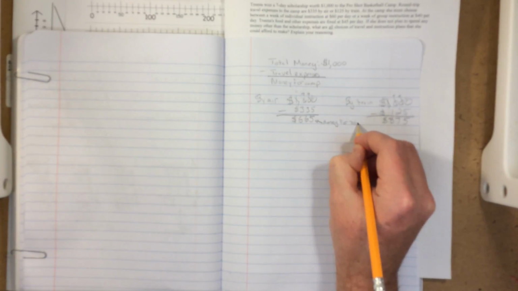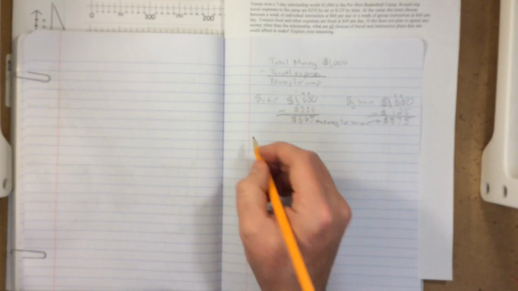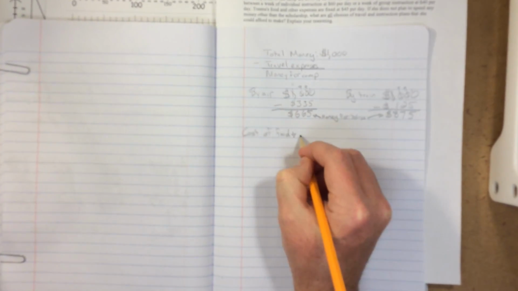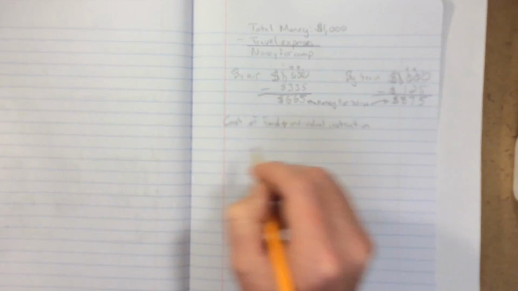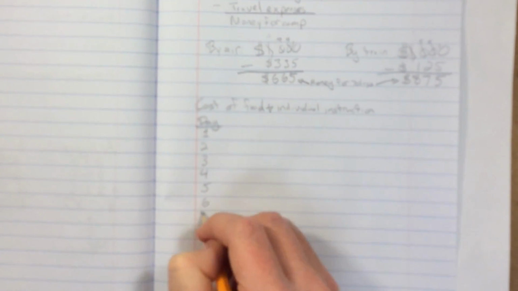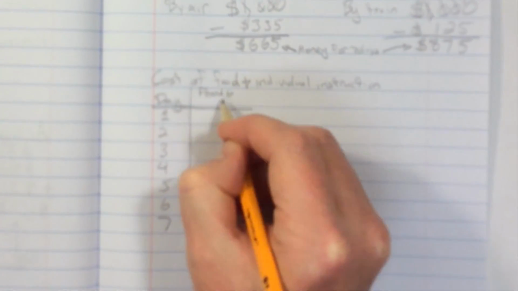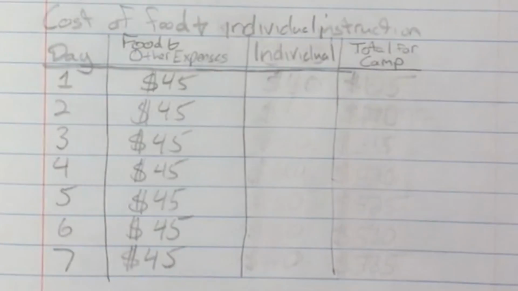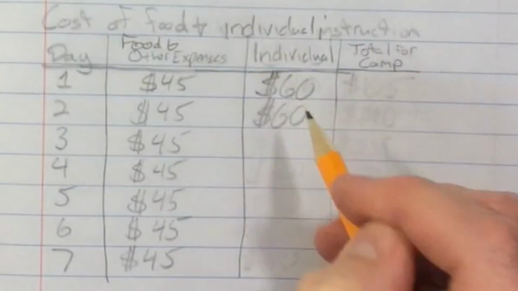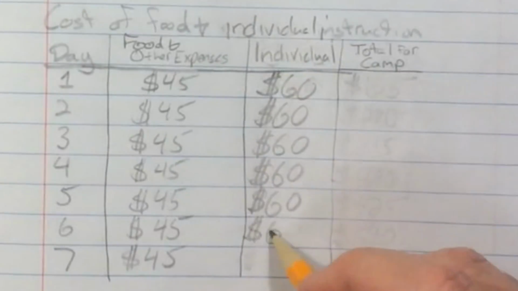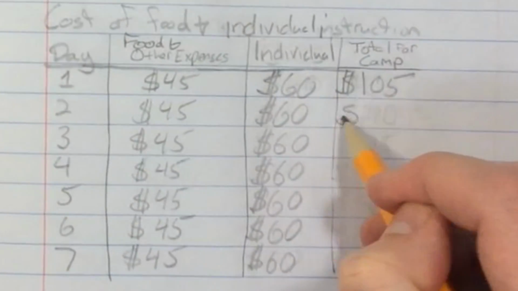So we're going to make a table and compare the end result to the money for 7 days. So for the food and other expenses, we know it's going to cost $45 for each day. So let's list the 7 days and then write 45 for each of those days. For the individual instruction, it's $60 a day. So we have $60 each day. And then let's keep a running total for the total cost of camp.